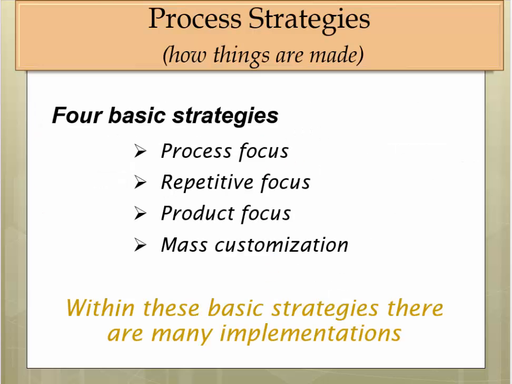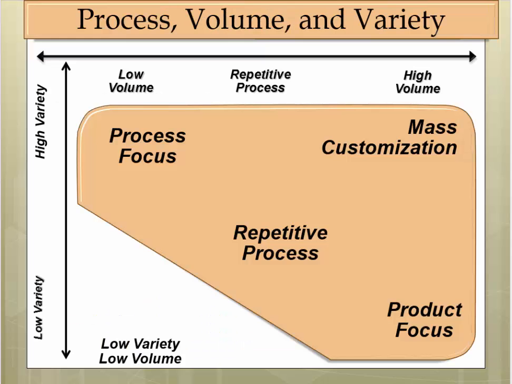So let's just take a look in a little more detail at how things are made with these different process strategies. This diagram here I think is a great summary of all of this. And basically what it says is that we can produce in one of four ways here. We've got the process focus, where we have low volume and high variety. And then we've got mass customization over here, where we've got high volume and high variety.